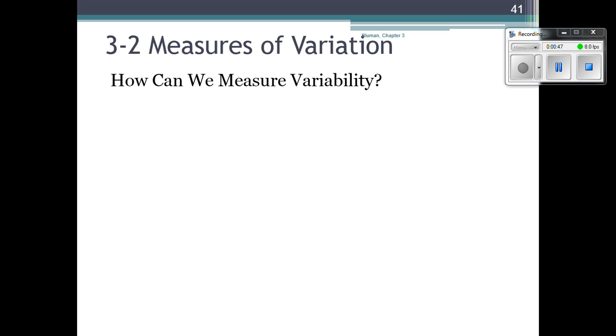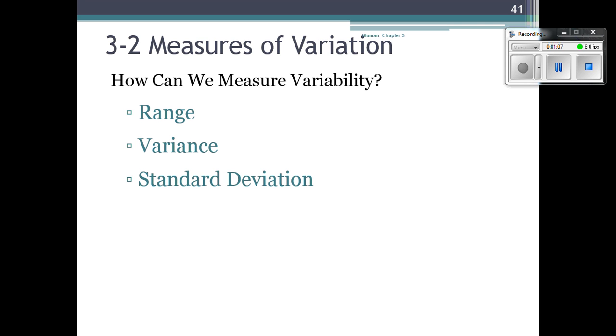So here are a few ways that we can measure variability. The range, which is how much difference there is from the highest to the lowest. It's one of the most basic ones, but it is one way. Variance, like I talked about in class, which we really don't have an understanding of yet. And standard deviation, which again, we don't understand in great detail.